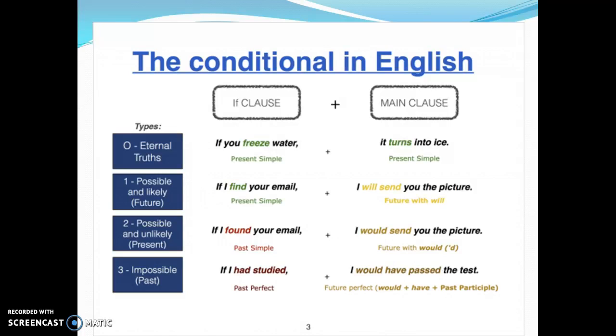Please take a look at page 162 of your grammar reference page in your book to find more examples and explanations and learn more about the mixed conditionals.